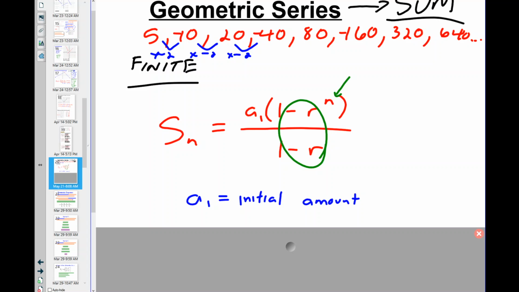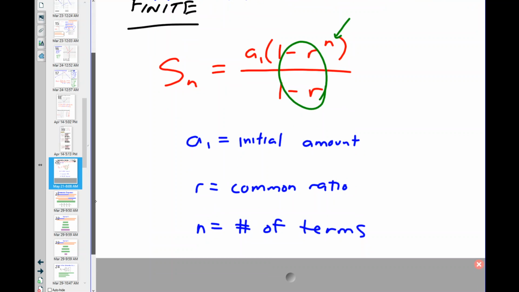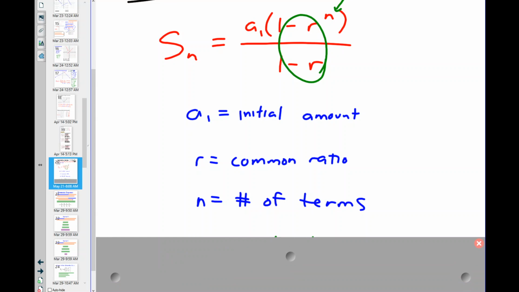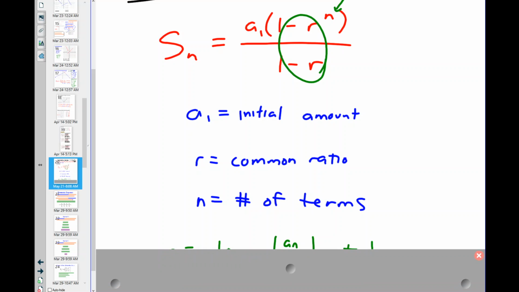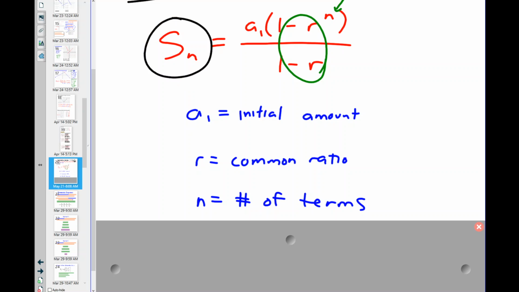So this is a finite series. If I wanted you to add just the numbers I wrote on the board, how many numbers did I write there? Eight. So you would put an eight there. It's how many numbers you're adding. So you're gonna use this formula pretty much every single time, and almost every single time, you are going to use it to find the sum. That's the easiest one. It's already been isolated. There's no need to solve. All you're doing is evaluating the right side.